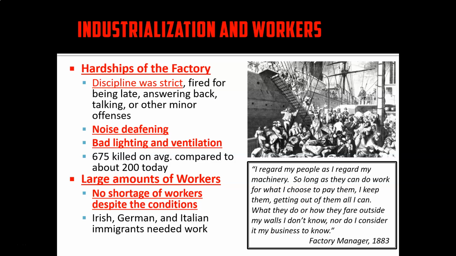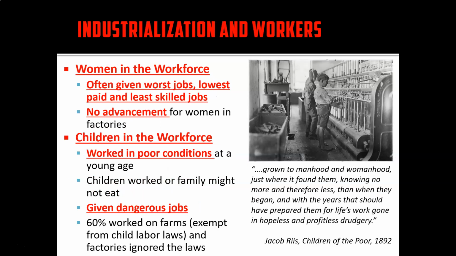There's also a large amount of workers, and we talked about all those immigrants, and because there was no shortage of workers, this allowed businesses to basically do what they wanted to do, and they did not have to follow regulations. Irish, German, and Italian immigrants needed work, and so they were willing to do whatever they had to do to get a job. Now, women were also in the workforce during this time, but unfortunately they were given the most unskilled or least skilled jobs possible. They were generally the worst jobs in the factory, and there was no advancement. If you were a woman, you were going to be stuck in that job for your entire life.